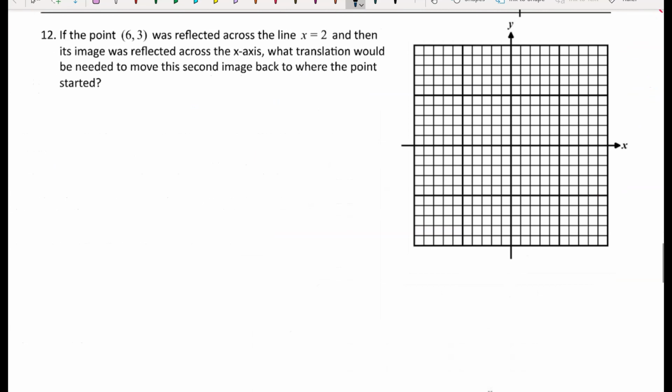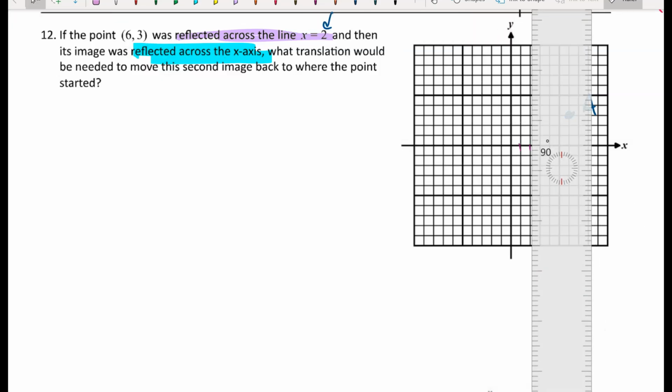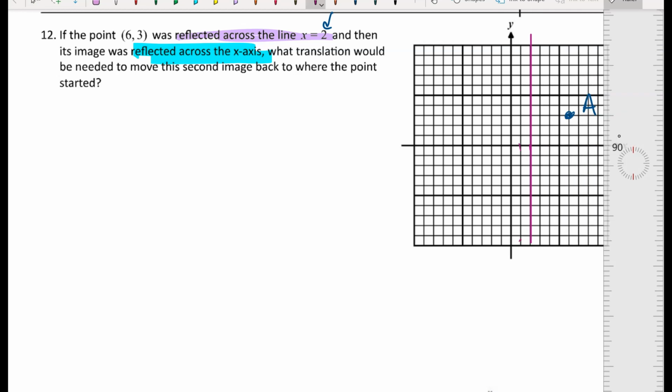Number 12, if the point 6, 3, right there, was reflected across the line x = 2, and then reflected across the x-axis, what translation would be needed to move the second image back to the point where it started? Well, I'm going to give myself some labels to make this easier to talk about. So the first thing I'm going to do is sketch where x = 2 is. That means go right 2 units and draw a vertical line where all of my x values are the same. So I'm going to draw it right there.